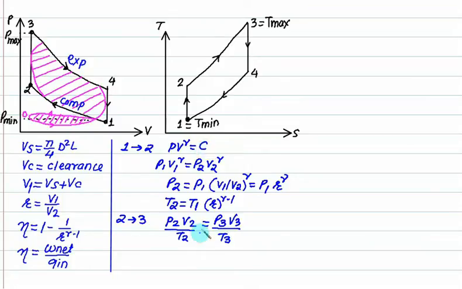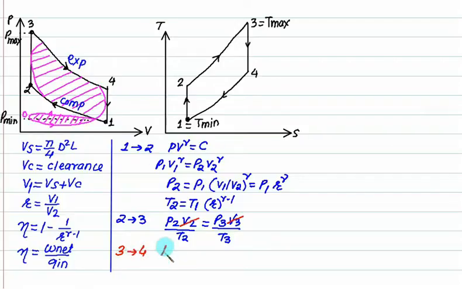Here V2 is the same as V3, so this term is cancelled out. So using this, one of the terms can be found out. Either P3 can be found or T3 can be found, so one value has to be supplied. Either the maximum temperature or the maximum pressure has to be supplied. Once you know this, then you can go to 3 to 4. For 3 to 4, you have to repeat this job.